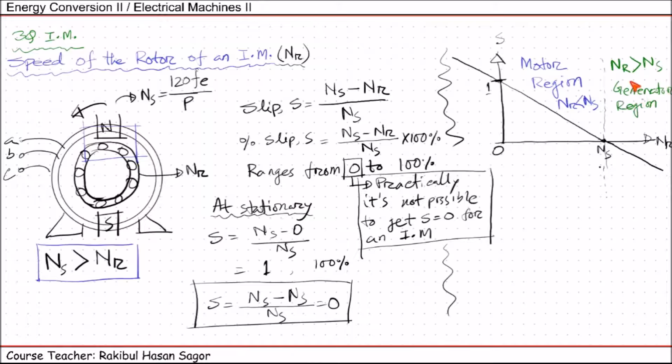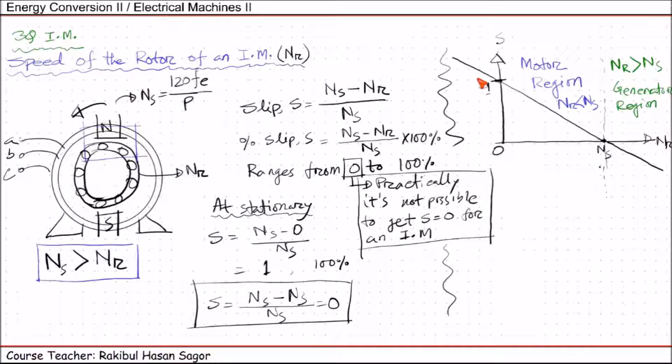Actually, what's happening? We are giving more speed than the synchronous speed, so we need to give some external force to the rotor shaft so that it can move with a higher speed than the synchronous speed. Whenever we give external force to this machine, causing the rotor to rotate faster than the synchronous speed, it will act as a generator. This portion will not be covered in this course, but I want all of you to know that when nr is greater than ns, it becomes a generator, and this type of induction generator is used for wind turbines.